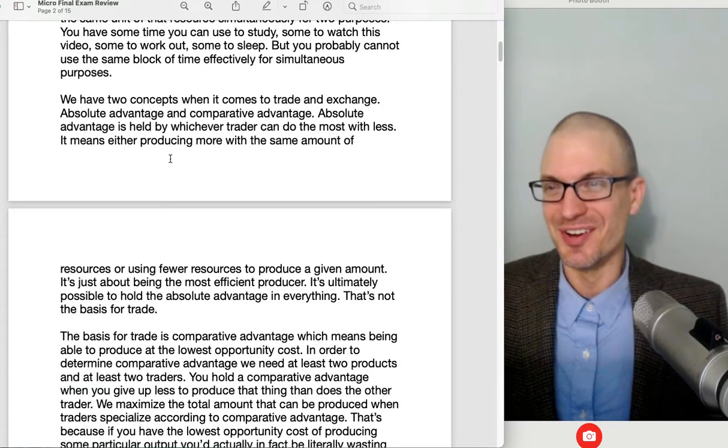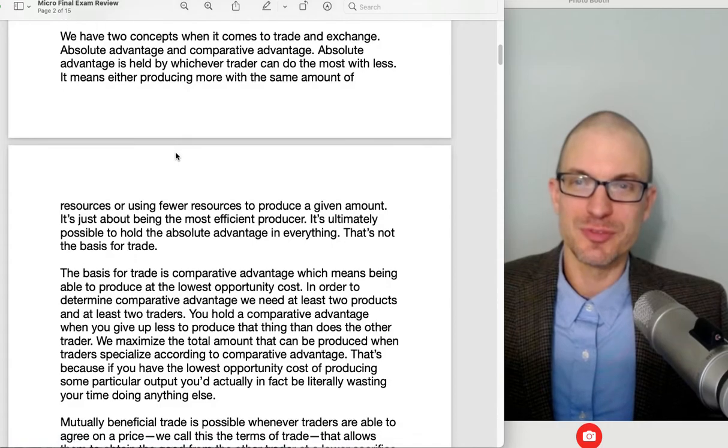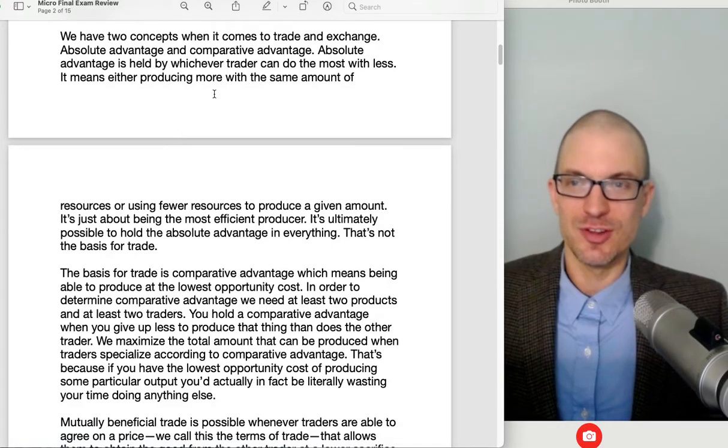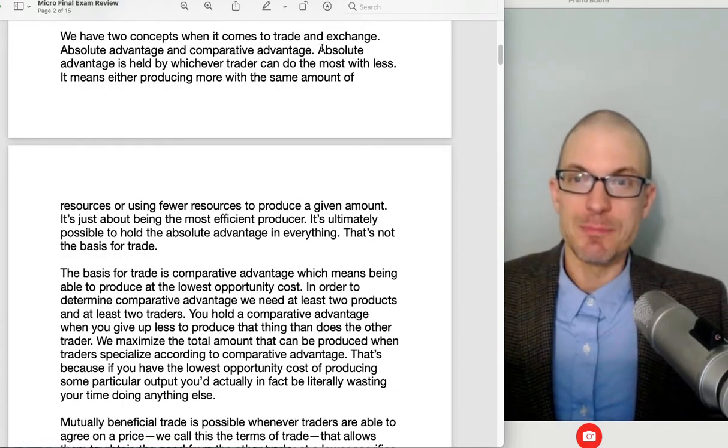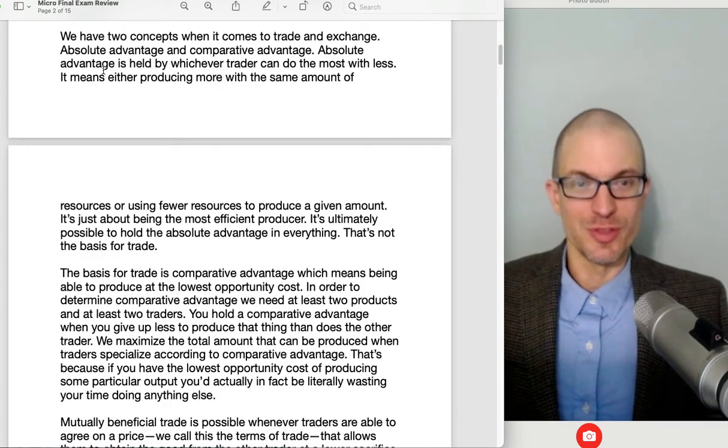Anyway, so all right, we have two concepts when it comes to trade and exchange: absolute advantage and comparative advantage. What's relevant for trade is comparative advantage. So I want to say that right away. Now, absolute advantage sounds more powerful, though it's not.